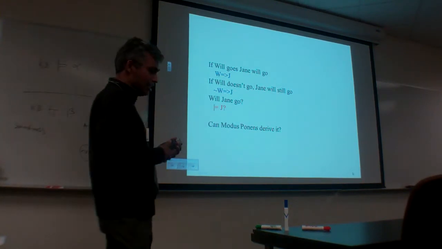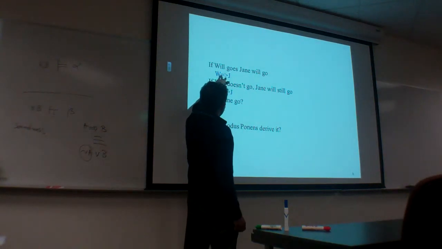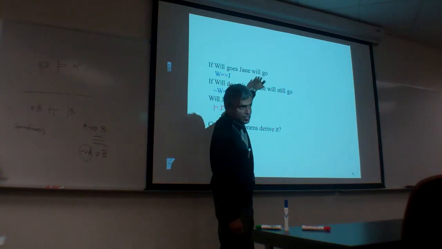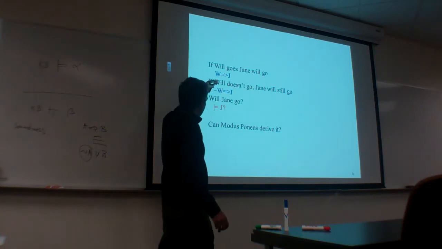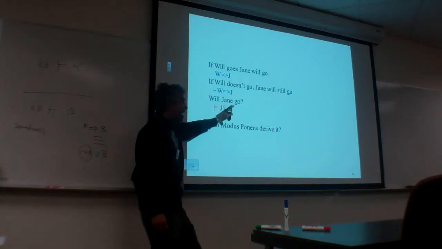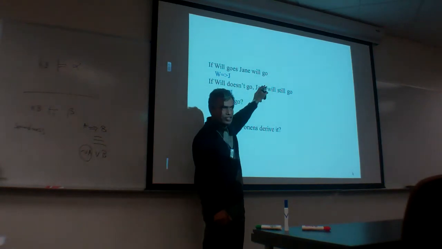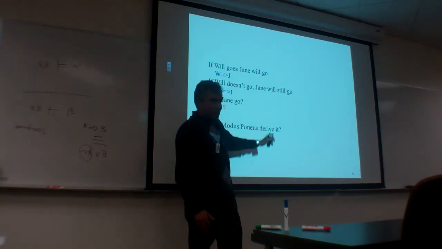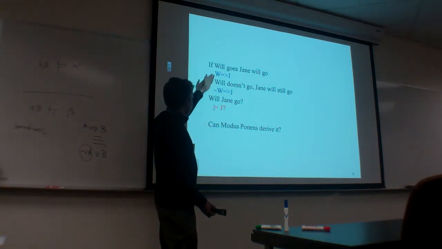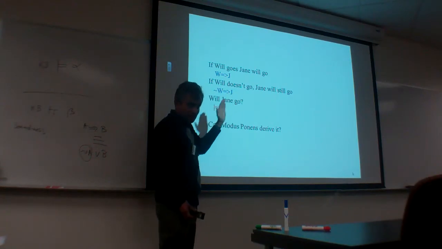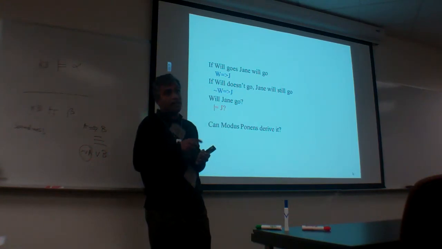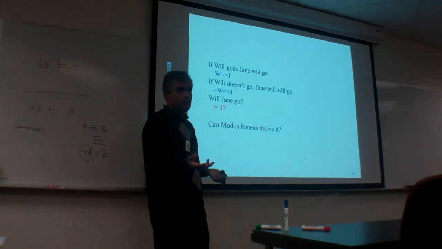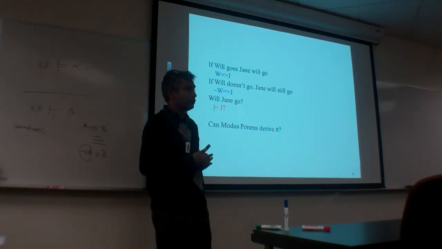Because I did not tell you, if I said W implies J and W, then you could have written J. And if I said not W implies J and not W, you could have written J. But I didn't do that. Instead, what I basically said is W implies J, not W implies J. And you obviously know W or not W is true. W can be either true or false. So W or not W is true.